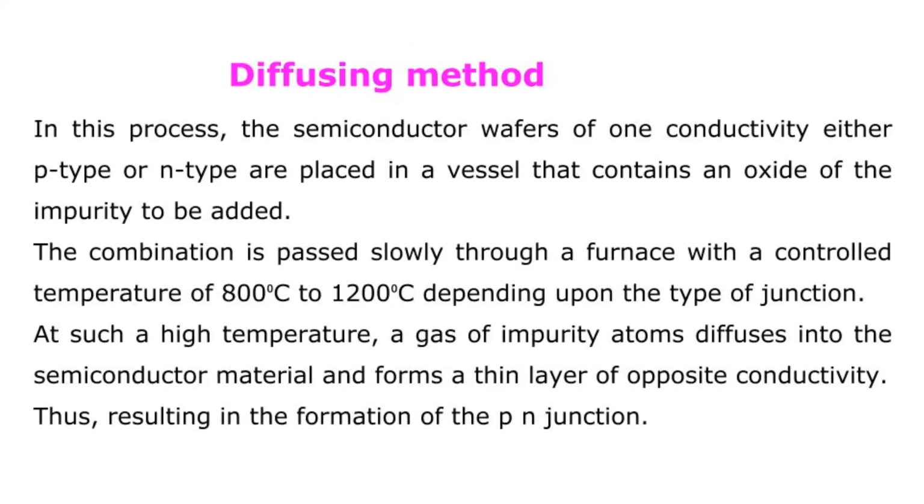Third method, the diffusing method. In this process, semiconductor wafers of one conductivity, either p-type or n-type, are placed in a vessel that contains an oxide of the impurity to be added. The combination is passed slowly through a furnace with a controlled temperature of 800 to 1200 degrees Celsius, depending upon the type of junction. At such a high temperature, a gas of impurity atoms diffuses into the semiconductor material and forms a thin layer of opposite conductivity, thus resulting in the formation of a p-n junction.